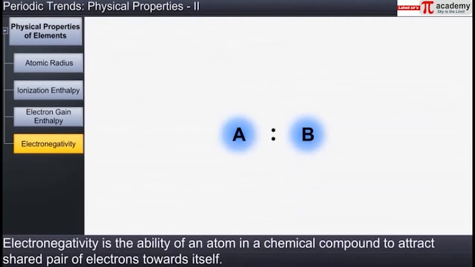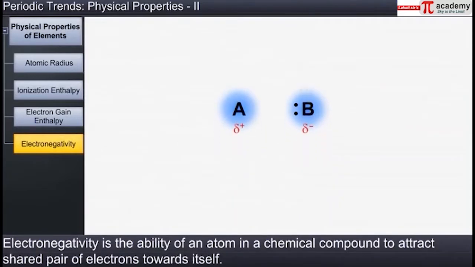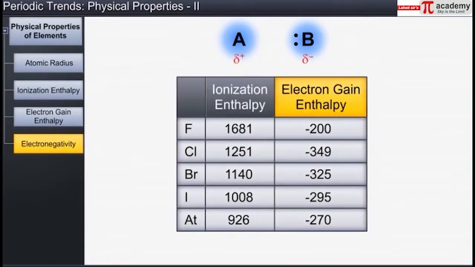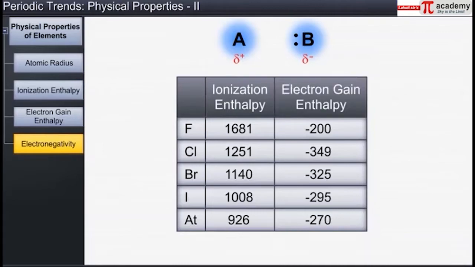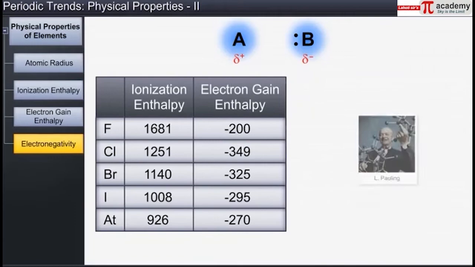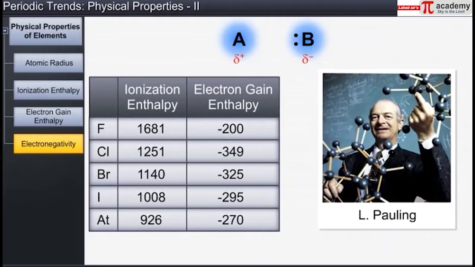It is the ability of an atom in a chemical compound to attract shared pair of electrons towards itself. It differs from ionization enthalpy and electron gain enthalpy, as it is the property of the atom in the bonded state and not in the isolated gaseous state. Electronegativity is a qualitative term that was devised by L. Pauling for better understanding of covalent bonds and their polarity.